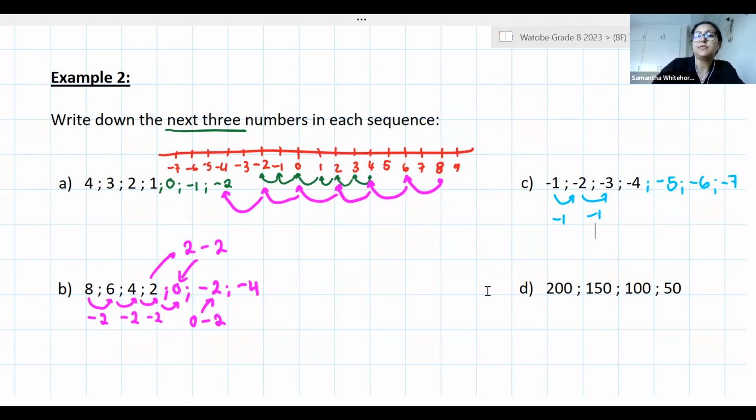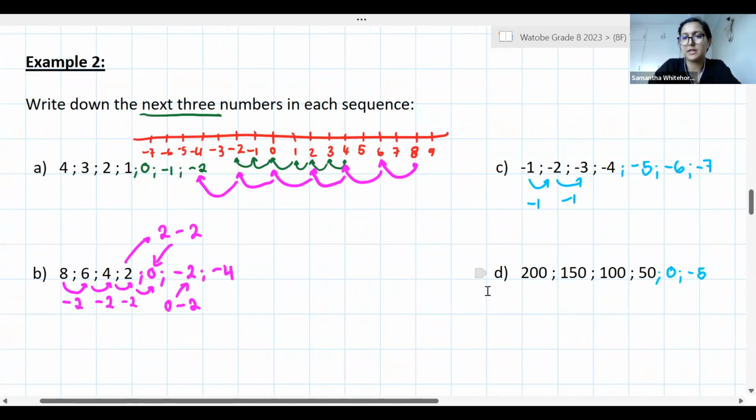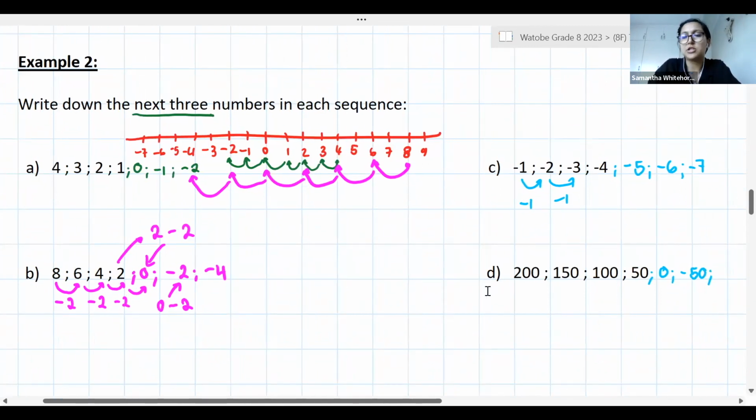Right, D. Well done, Jenna. Ma'am, for D, you're decreasing by 50 each time. So it's going to be 0, then -50, then -100. Perfect. Well done, Taylor.